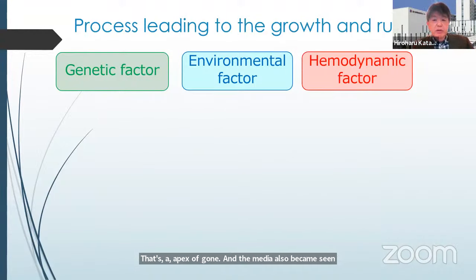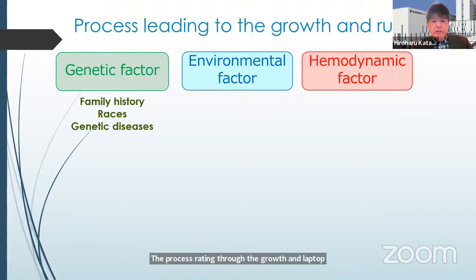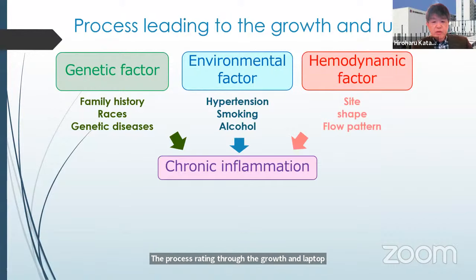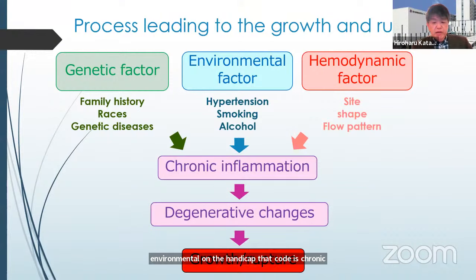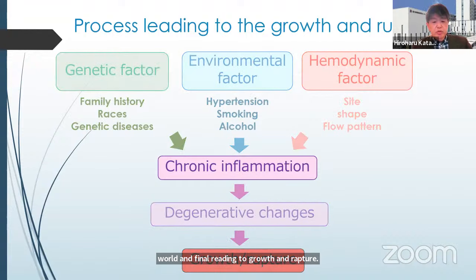The process leading to the growth and rupture of intracranial aneurysm is still poorly understood. Some genetic, environmental, and hemodynamic factors cause chronic inflammation. It results in degenerative change in the vascular walls, finally leading to growth and rupture. The only thing that is clear is that chronic inflammation is a key event in the process of intracranial aneurysm formation.